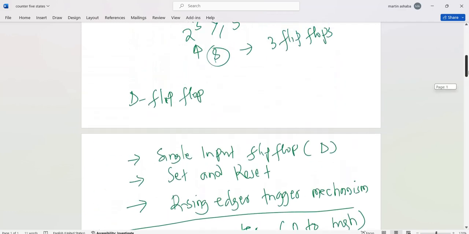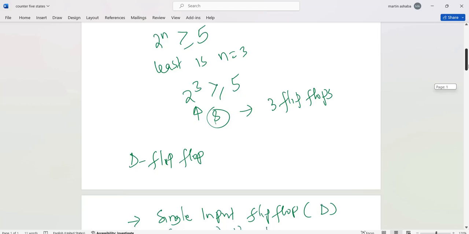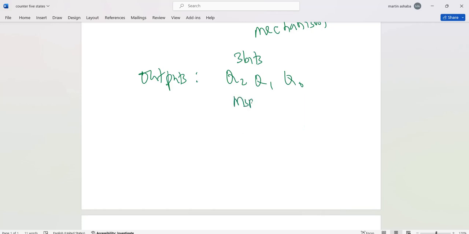So what else do we need here? We have seen that we need 3 flip-flops, and we are going to use a D flip-flop. So what are we going to have as our outputs? Since we are talking about 3 bits, we are going to have Q2, Q1, Q0, in that order, this one being the most significant bit and this being the least significant bit. So that is 3 bits.